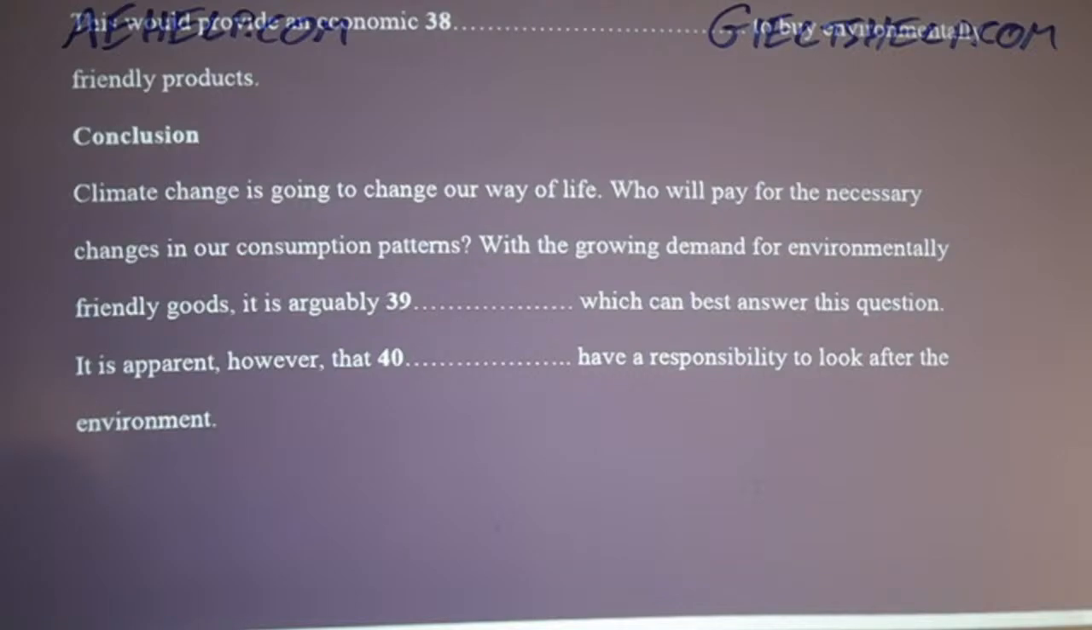With the ever-growing desire for green consumer goods, perhaps businesses can answer some of these questions by producing environmentally sound products. Even if business has a role to play in saving the environment, it is clear that we all need to do our part. That is the end of section 4. You will now have half a minute to check your answers.